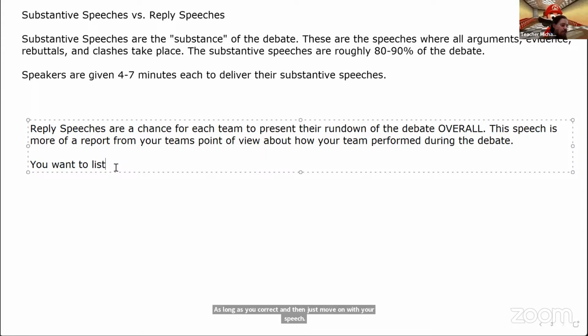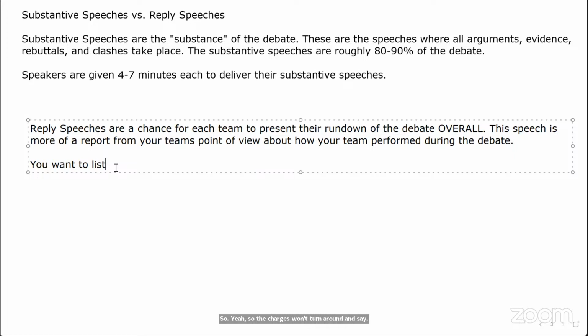Judges will not take points away from you for making mistakes. They will only give you points for things you do well. The judges won't turn around and say, you delivered some fantastic arguments and had some really good quality evidence to prove your arguments correct, but you stuttered a couple of times and said a few words wrong, so your team's going to lose.